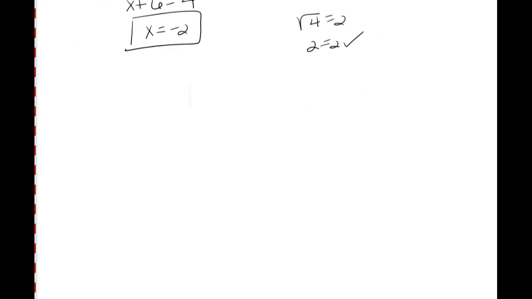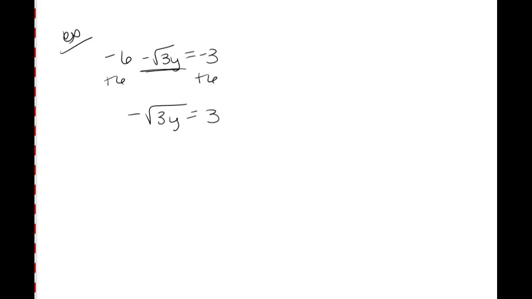All right, let's work on a case that maybe is not going to work out so well for us. What if I have negative 6 minus the square root of 3y equals negative 3? I've got to get the term with the square root all by itself. So I'm going to add 6 to both sides, and I'm going to get negative square root of 3y equals 3.